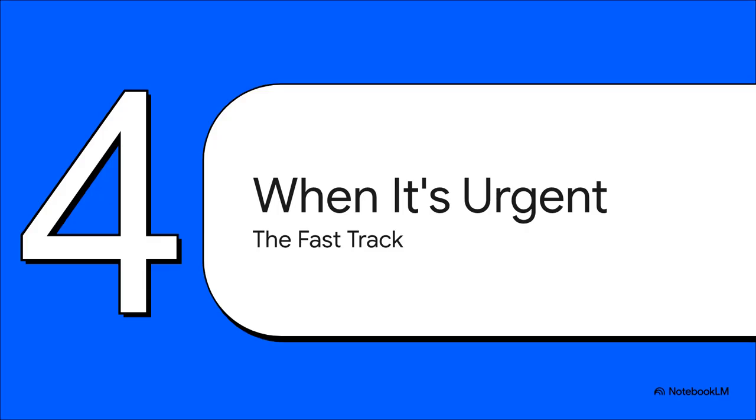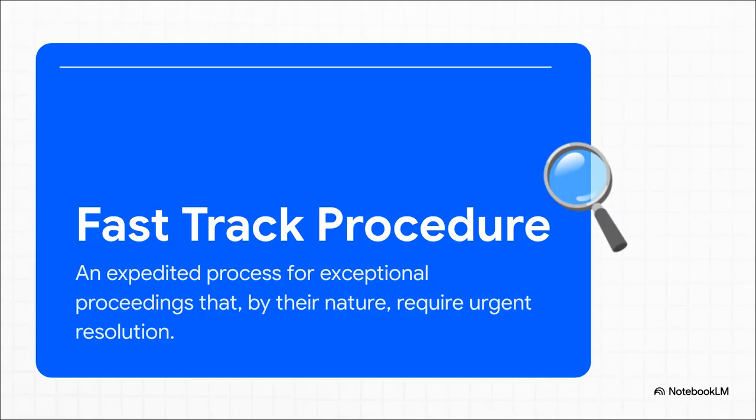But hang on, what about those cases where everything is on fire and you need a decision like yesterday? Well, for those, the commercial list has a special high-speed lane. Let's talk about the fast track. The fast track is, well, it's exactly what it sounds like. It's a super expedited process for things that need to be resolved urgently, like an injunction. But here's the bit you really need to remember. In truly exceptional cases, you can ask to get on the fast track even before you've formally started the proceeding. That's a huge tool to have in your back pocket.